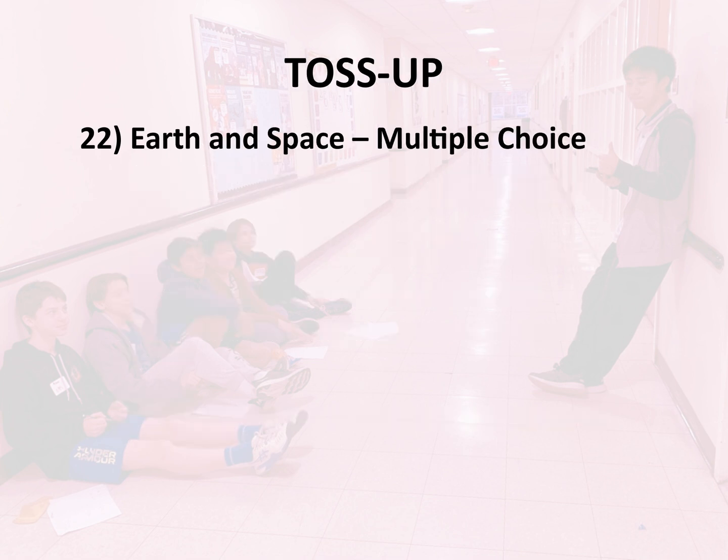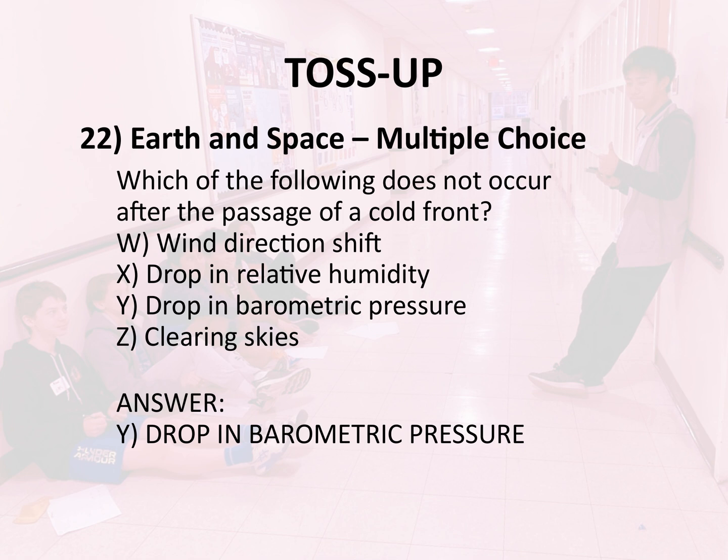Toss-up, 22. Earth and space, multiple choice. Which of the following does not occur after the passage of a cold front? W. Wind direction shift. X. Drop in relative humidity. Y. Drop in barometric pressure. Z. Clearing skies. Answer. Y. Drop in barometric pressure.